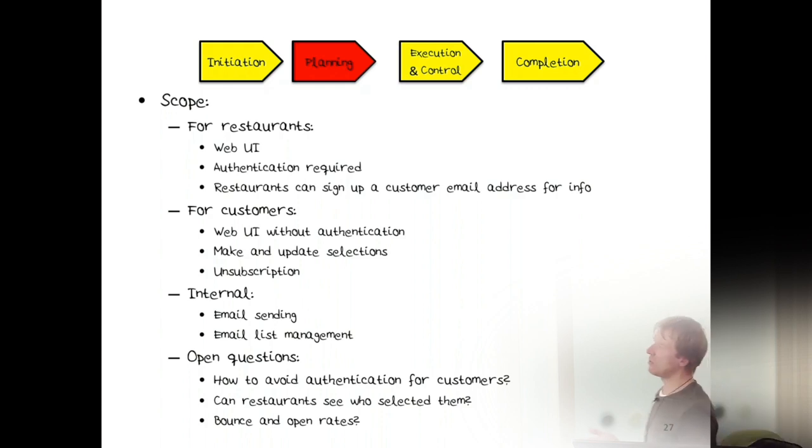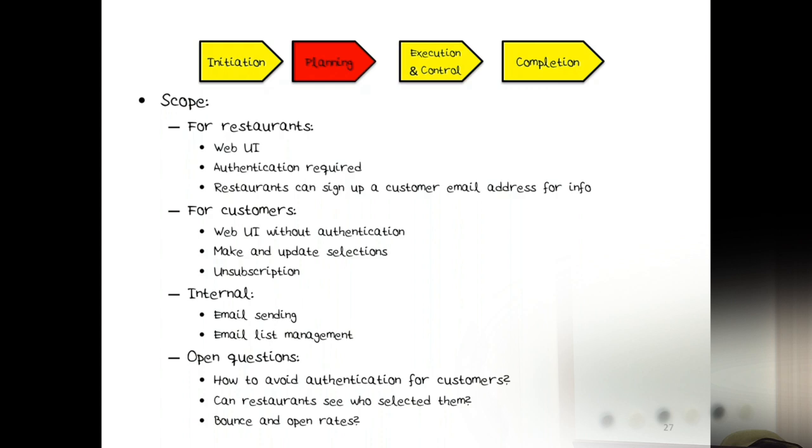For customers, we said some web UI without authentication, ideally. Customers should be able to update the selections that they've made. And they should be able to unsubscribe from the whole thing. Internal, well, we need to deal with email sending. How do we do email sending? How do we send emails in bulk? How do we do that? We don't know how to do that.